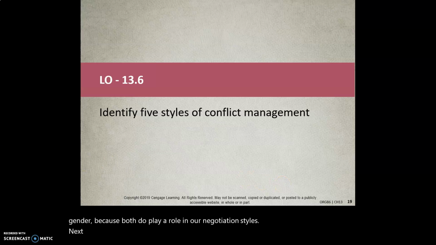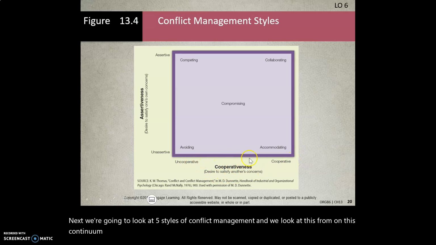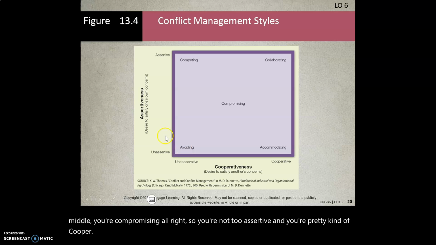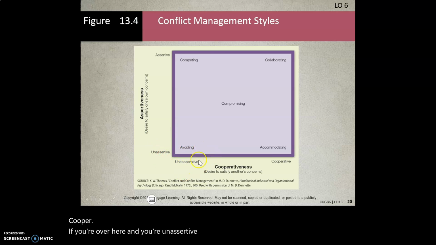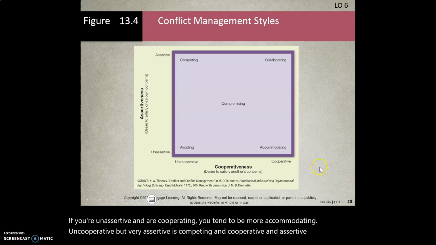Next, we're going to look at five styles of conflict management. We look at this on a continuum of uncooperative to cooperative and unassertive to assertive. So if you're right in the middle, you're compromising. You're not too assertive and you're pretty cooperative. If you're unassertive and uncooperative, you're really just avoiding. If you're unassertive and cooperating, you tend to be more accommodating. Uncooperative but very assertive is competing, and cooperative and assertive is collaborating.